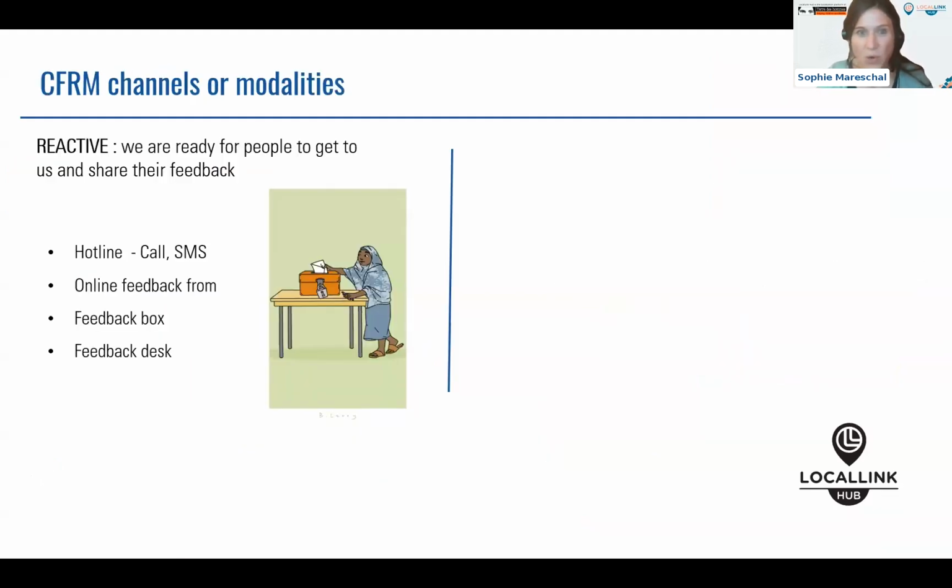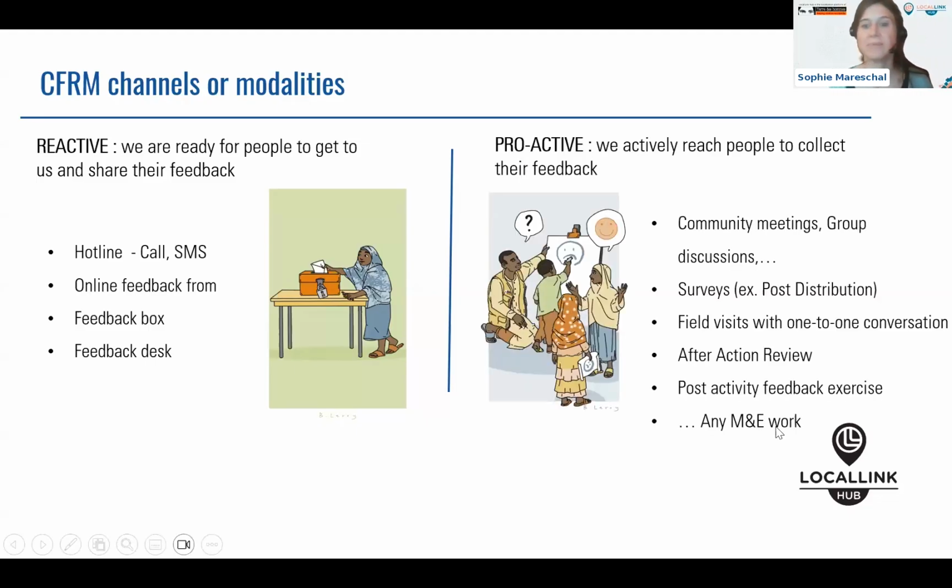So about the channels and modalities, it is key. We usually distinguish between two big kinds of communication modalities. One of these categories is reactive. So we put in place modalities, and we are ready for people to get to us and share their feedback. And usually, typically, the feedback box is one of them, having a feedback desk with someone posted somewhere during a distribution or an intervention, and then people can come to this person and explain if there was an issue. Then you have the hotlines where you can receive calls and SMS, and a feedback form.